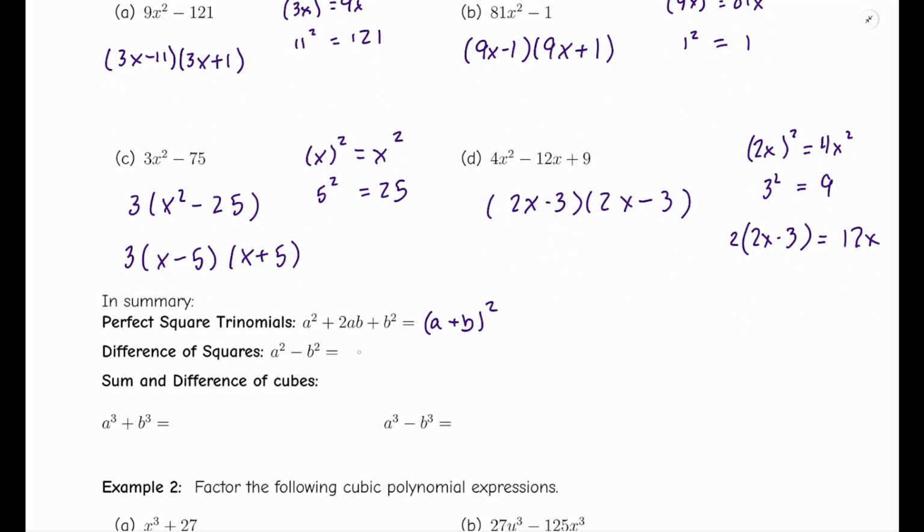So in summary, perfect square trinomials will factor as a plus b squared. Difference of squares will factor as a minus b times a plus b. And as a side note, the sum of squares, a squared plus b squared, is not factorable.